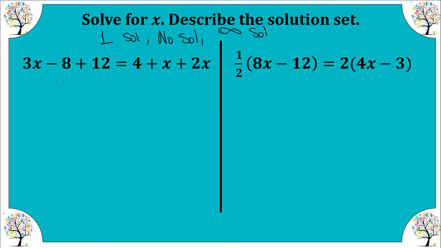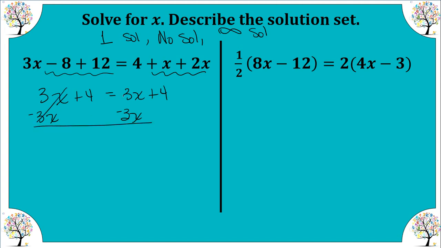Okay, so let's write this problem down. Let's simplify it. So on the left side, we can combine -8 plus 12. On the right side, we can combine 1x plus 2x. We have variables on the left and the right, so remember, address the variables first. Don't be tempted to subtract 4 from both sides first. Let's get the variables addressed. So we're going to subtract 3x.